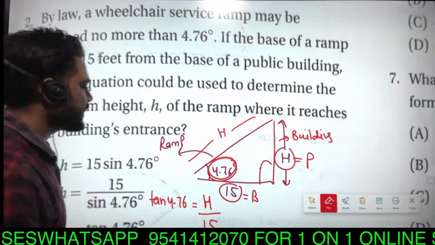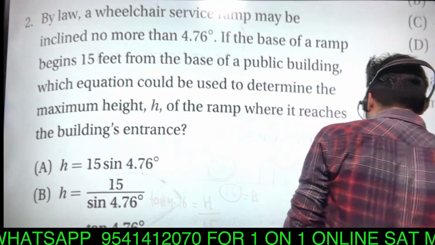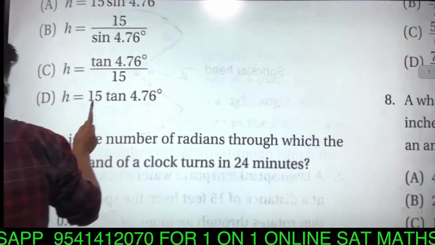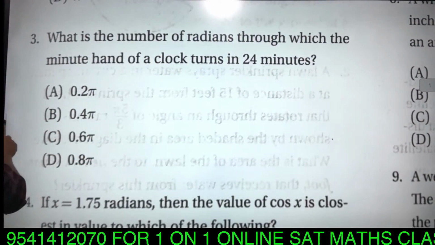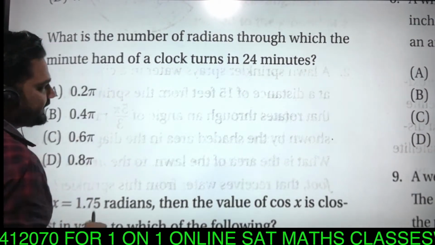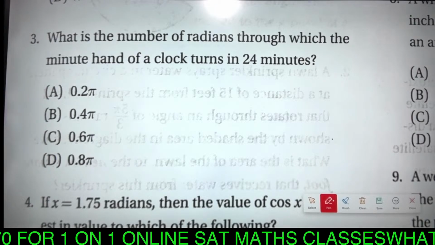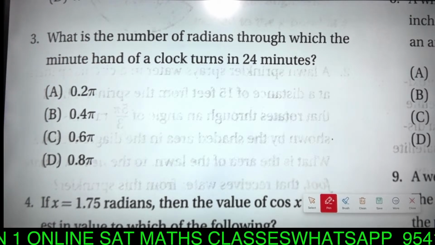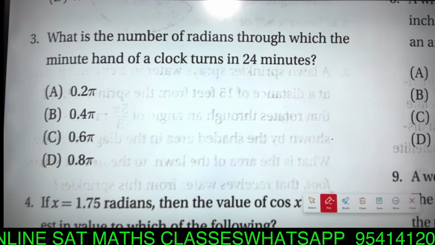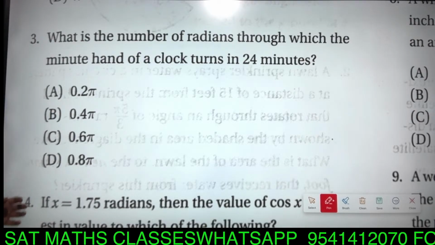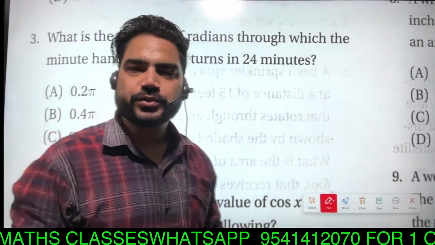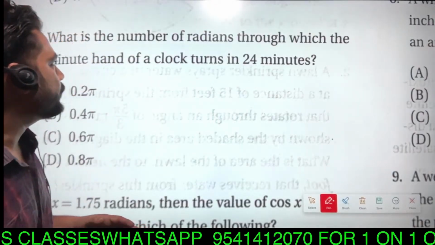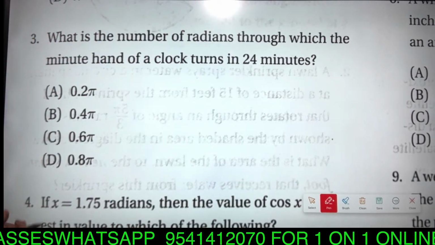Okay, so we have also done the second question. Now the third question. In today's class we will discuss 15 questions. The first question is: what is the number of radians through which the minute hand of a clock turns in 24 minutes? A very easy question. How much will the minute hand of a clock turn in 24 minutes?